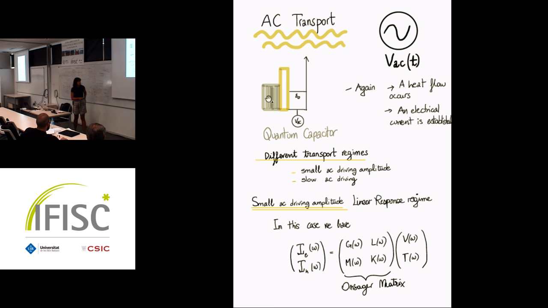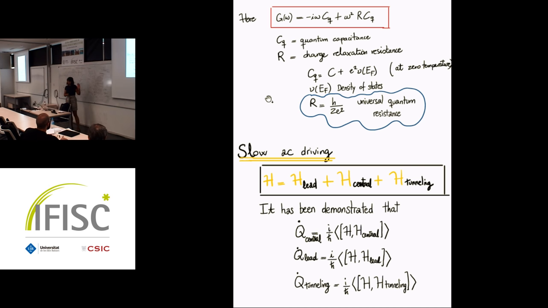So in the linear response regime, when you describe the system by this Onsager matrix, you can calculate the first term of this matrix, that is the electrical conductance, and by doing an expansion in the frequency, you can see that this admittance, this is indeed the admittance, is the response of the electrical current to an electrical signal that depends on time.